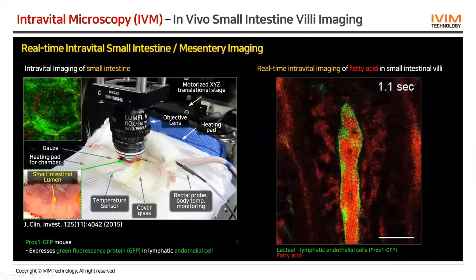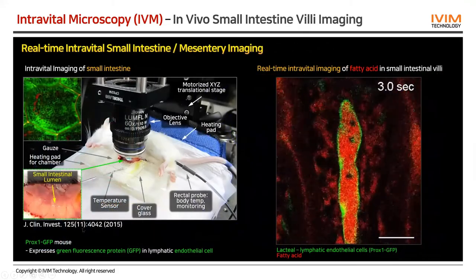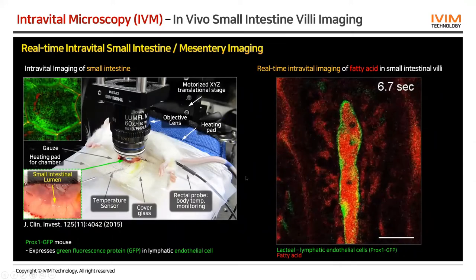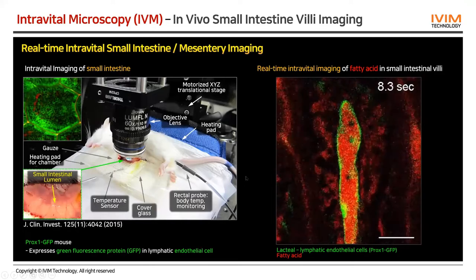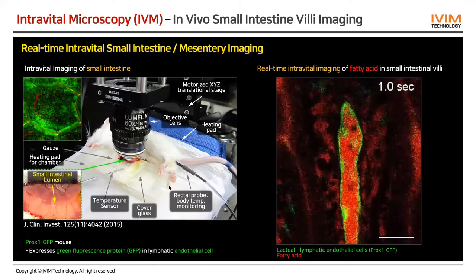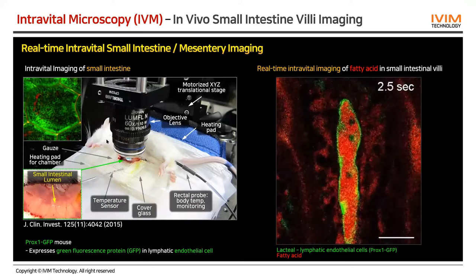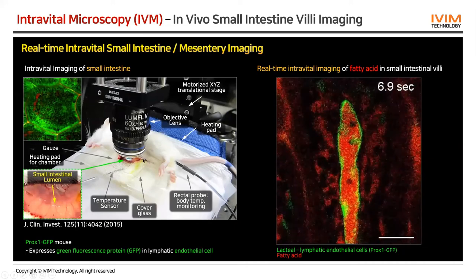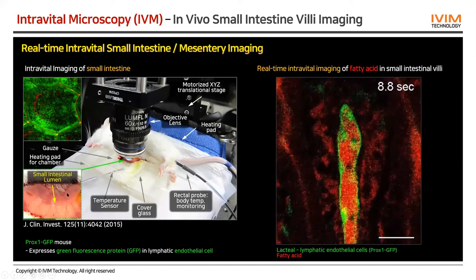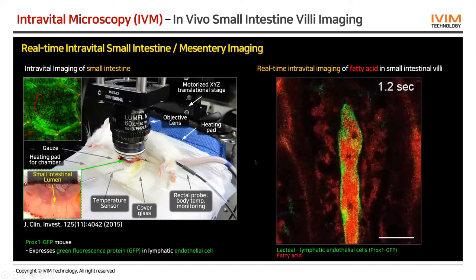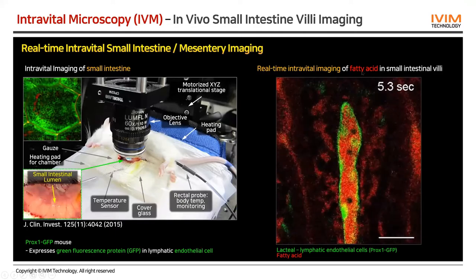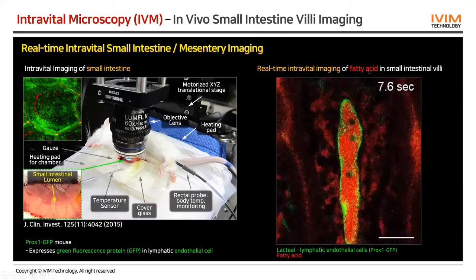Okay, and then this is another example published in JCI in 2015. So in this case, what we did was we imaged the small intestine and mesentery in a live mouse model. More specifically, we extracted a small part of the small intestine and then made a small incision, exposed the lumen, and then imaged the absorption of this red fluorescent dye in a periapsis.